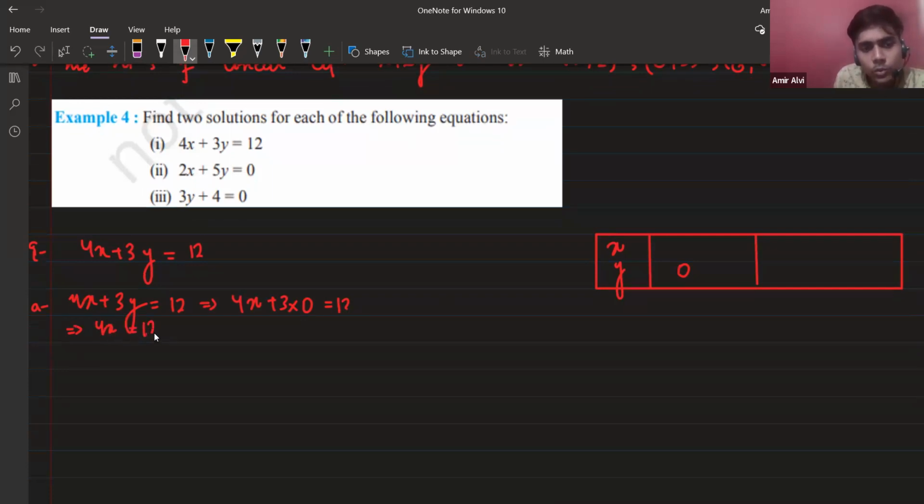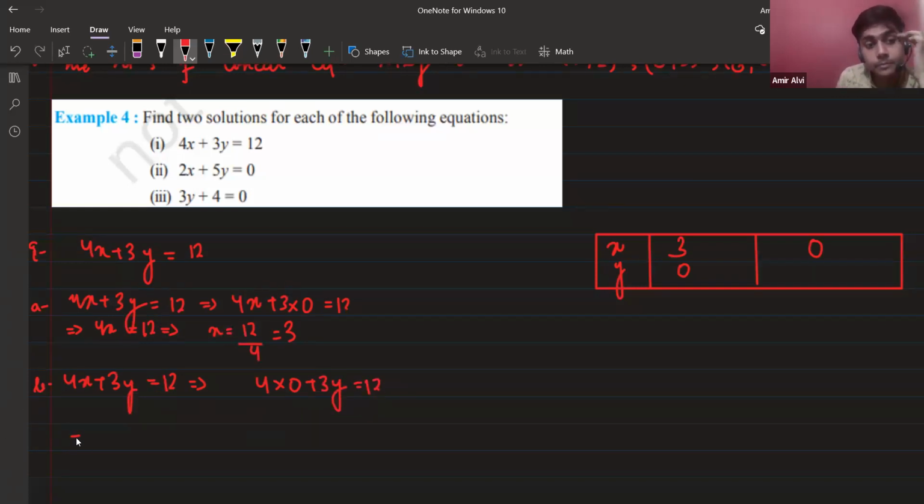4x equals 12. So x will be equal to 12 by 4, which is 3. So 3 is the answer. The first pair is this. Now for part B, 4x plus 3y equals 12. Put x equals 0. 4 into 0 plus 3y equals 12. So 3y equals 12. So y will be 12 by 3 equals 4.